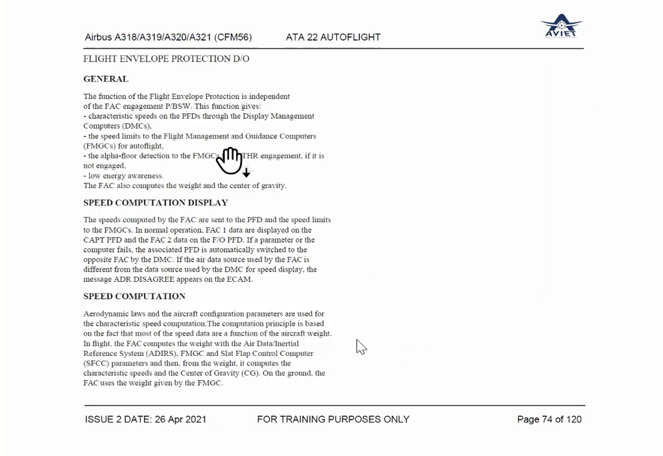You will have alpha floor detections in case of high angle of attack or low energy warning during the takeoff. It is a very short time phenomenon, low energy warning. All these things will be computed by the FAC. FAC also computes the weight and CG of the aircraft. Right?